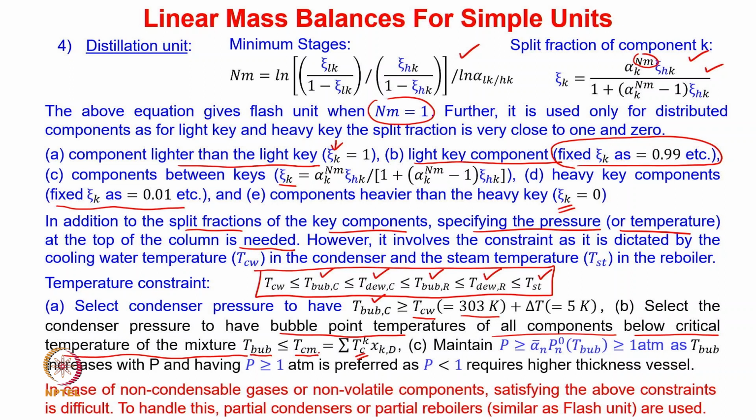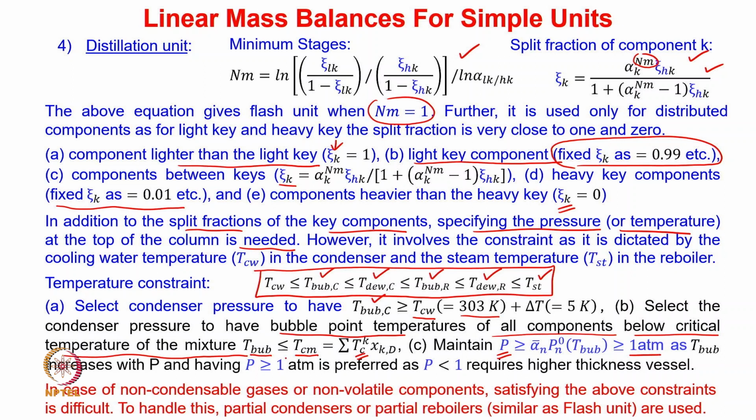Why? Primarily because we want to condense the components which are there in the condenser, isn't it? So you can see that this is not always easy to maintain. Another requirement here is the pressure inside the column. Pressure inside the column should be greater than 1 atmosphere, isn't it?